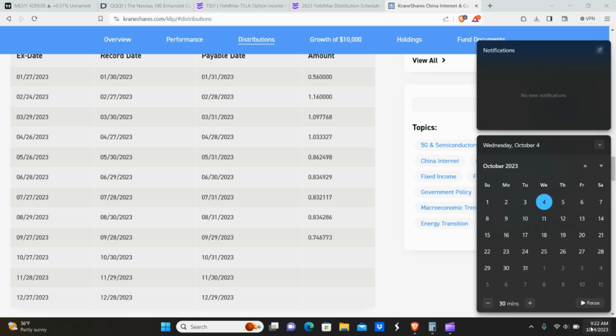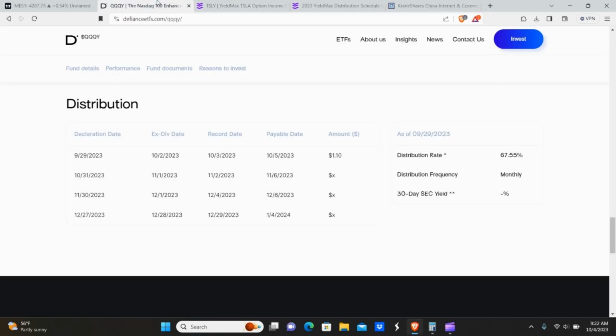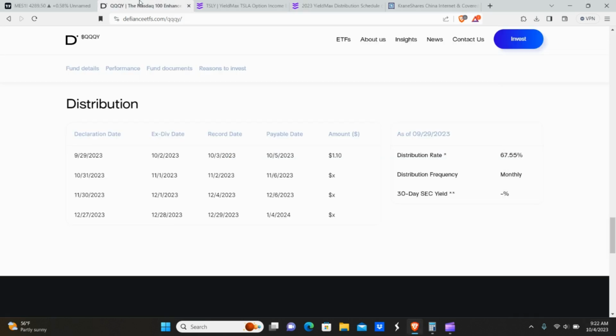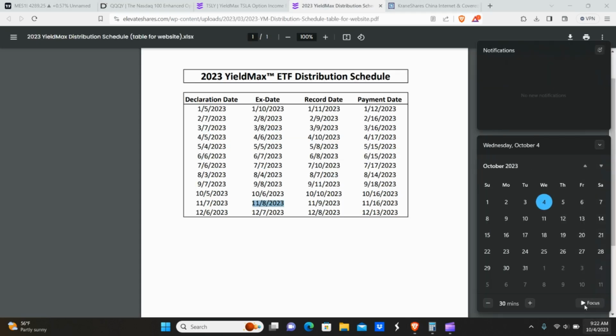So you've got October 27th here on the X date. So we'll do the 27th and November 6th. You pretty much get the 27th, or we could even say the 1st. If you really wanted to be strict about it, we could say the 1st of November. At that point, you would stop investing into KLIP and QQQY on November 1st, and that would give you roughly another week to invest into TSLY.